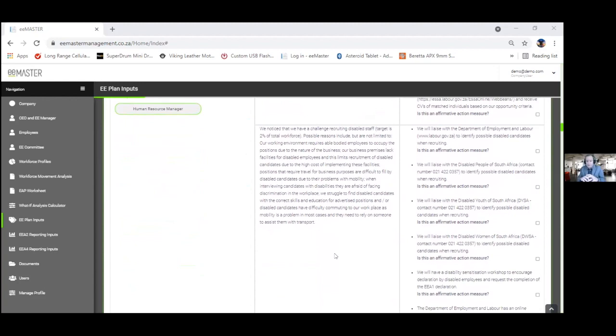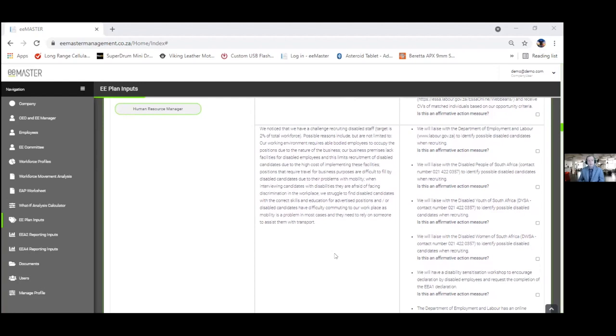So, colleagues, remember this is now the problem, the barrier that they foresee. For disabled employees, it limits the recruitment of disabled candidates due to the high cost of implementing facilities. Positions that require travel, as Arias mentioned, for business purposes are difficult to fill due to mobility. When interviewing, candidates are afraid of facing discrimination. That was mentioned earlier in the session as well. We struggle to find disabled candidates with the correct skills, education, and experience.